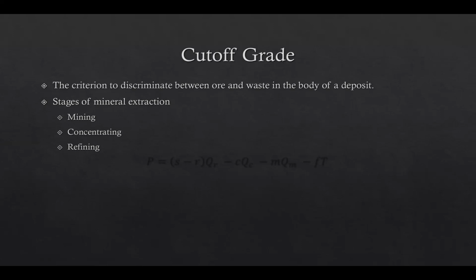K.F. Lane presented some basic equations to determine the profit and cutoff grades for any deposit. The profit equation is derived from the simplest profit equation, that is, profit is revenue minus cost. Here, P is the profit, while this part here, (S minus R) multiplied by QR, is the revenue, while the rest of the equation is the cost, the different costs involved in the mining process.